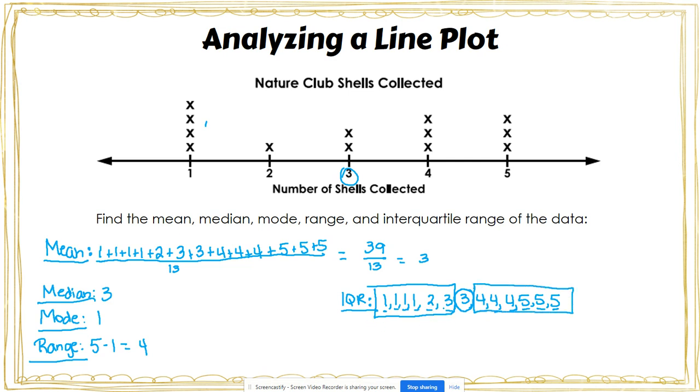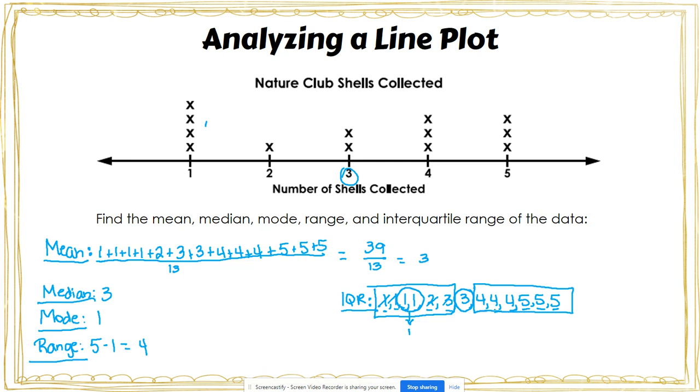Now I need to find the median of each half. So I'm going to find the middle number of my lower half by crossing out 1 from the front and 1 from the back until I get to the middle. Now in this one case, I have 2 numbers in the middle, so I need to find their median, and I would do that by adding them together. 1 plus 1 gives me 2, and then dividing by 2. So 1 plus 1 is 2, and 2 divided by 2 is 1. So that means that the median here is 1.